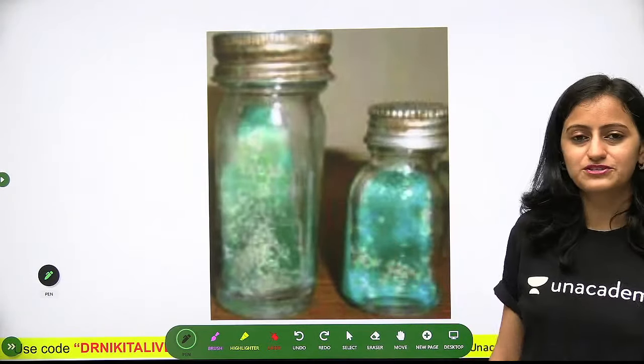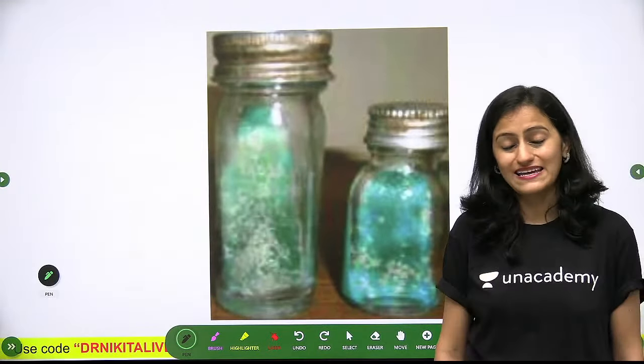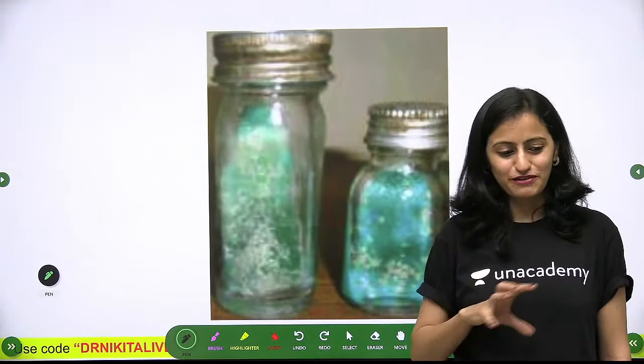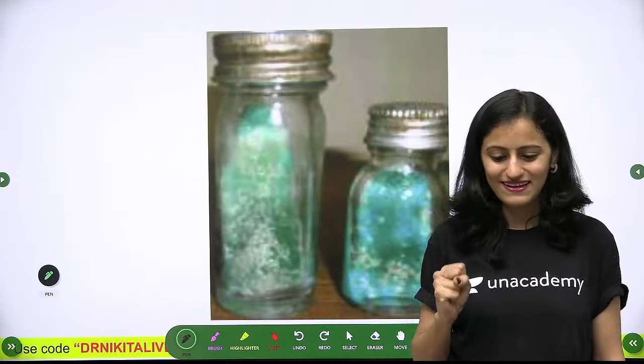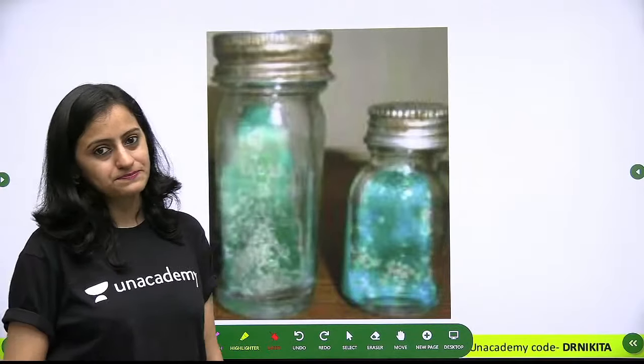Let's start with the images. The first image here, identify this medium. Yes, Arun, this is important for INICET. This is like the must know. If you do not know either of these images, then you need to revise this. Tell me, what is this image showing?